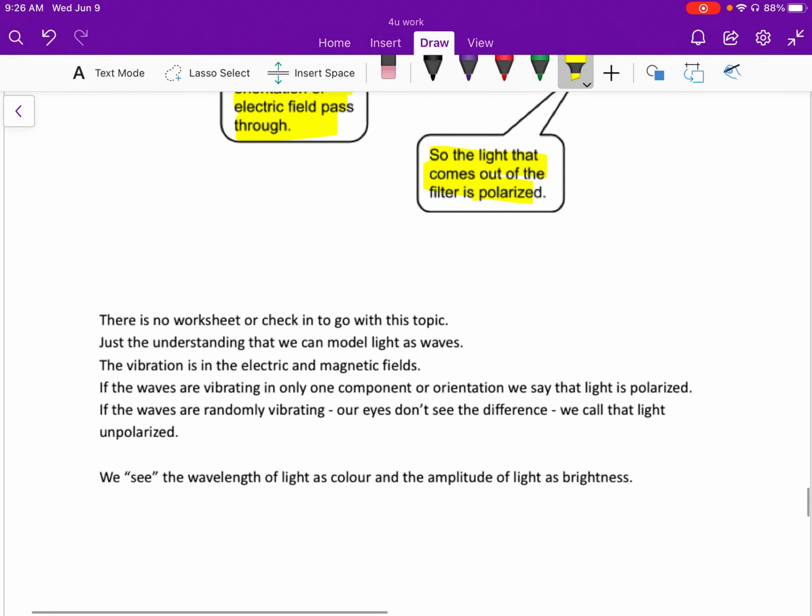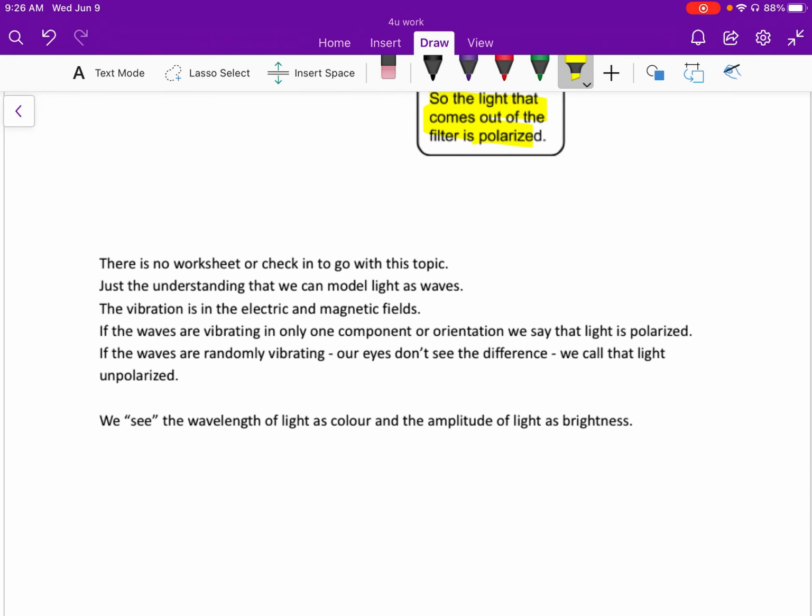This is all kind of weird. The good news is I just want you to read through this and hopefully it sinks in a little bit. There's no worksheet or check-in to go with this. This is literally just to introduce, to get you thinking about light as a wave. It's this weird electromagnetic, perpendicular to each other, but energy perpendicular to that. Our eyeballs don't see this phase thing, so it's not a huge deal. We don't really see polarized versus unpolarized.